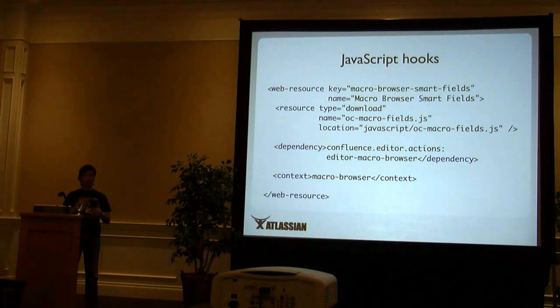And then by specifying a context of macro browser, that means that it'll get included as a script tag in the head of your, in this case, the editor page. And the dependency, you should put that in as well for now. That just basically means that it depends on, for example, the ags.macrobrowser object. So that's all you would have to add in there.